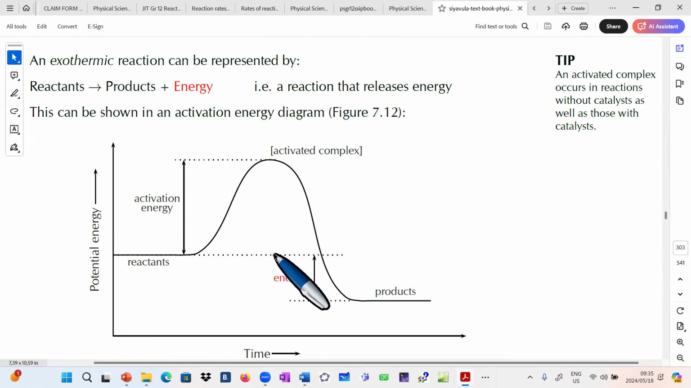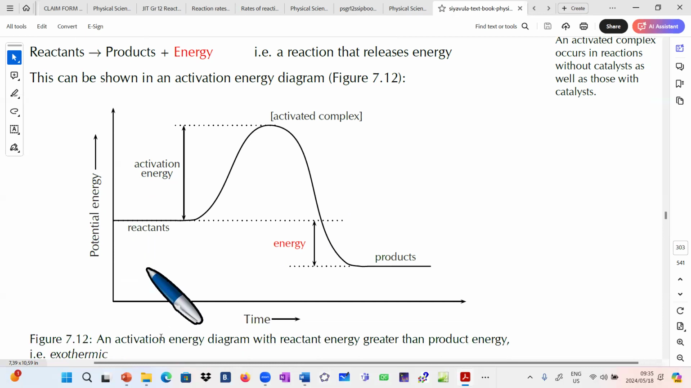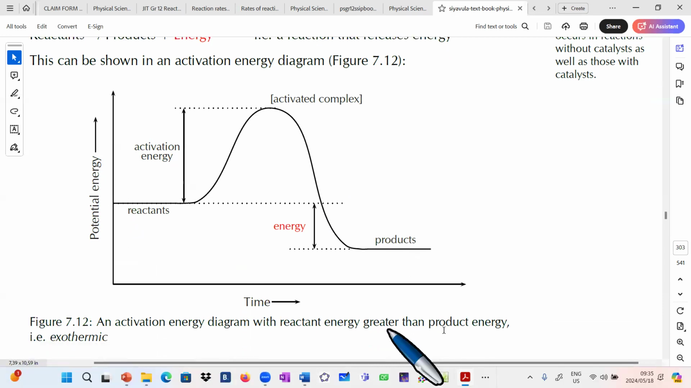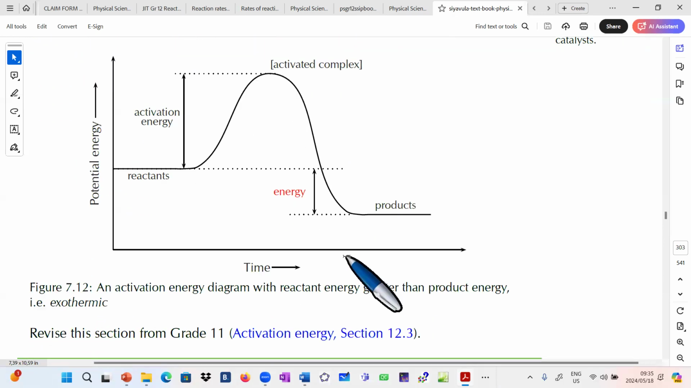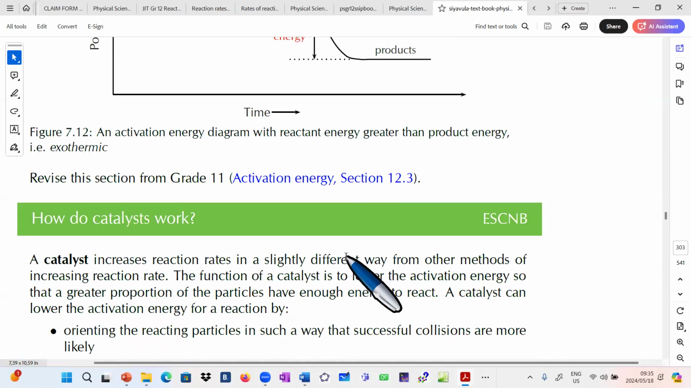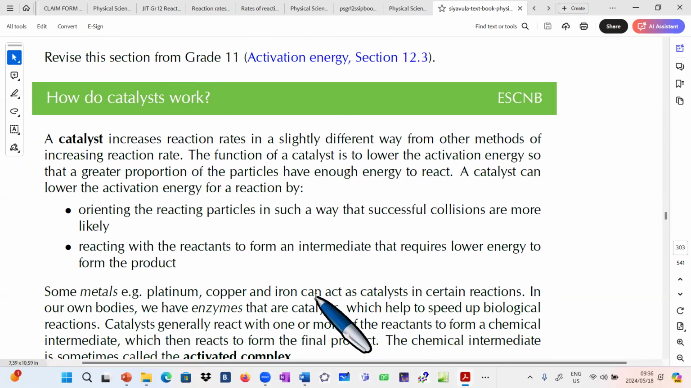We are looking at the endothermic reaction, where you can see the potential energy on the vertical axis and time on the horizontal. But if the activation energy diagram has the reactant energy greater, and the products have less energy, this is called an exothermic reaction. This is seen mostly in grade 11. It's grade 11 work.